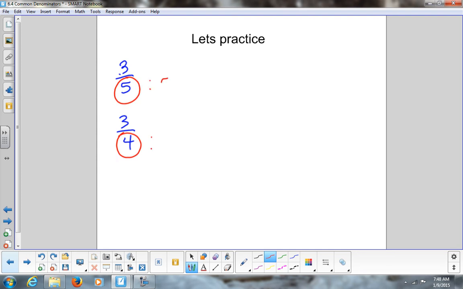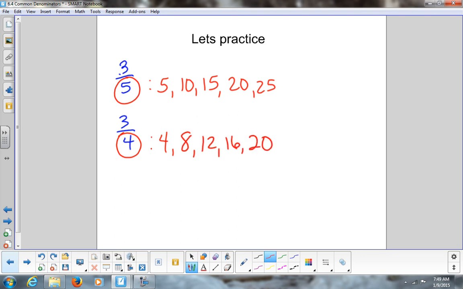Okay, 5 times 1 is, 5 times 2 is, 5 times 3 is, 5 times 4 is, 5 times 5 is. Okay, 4 times 1 is, 4 times 2 is, 4 times 3 is, 4 times 4 is, 4 times 5 is. Okay, so my common denominator, or my common multiple, what's my common multiple in these two numbers?